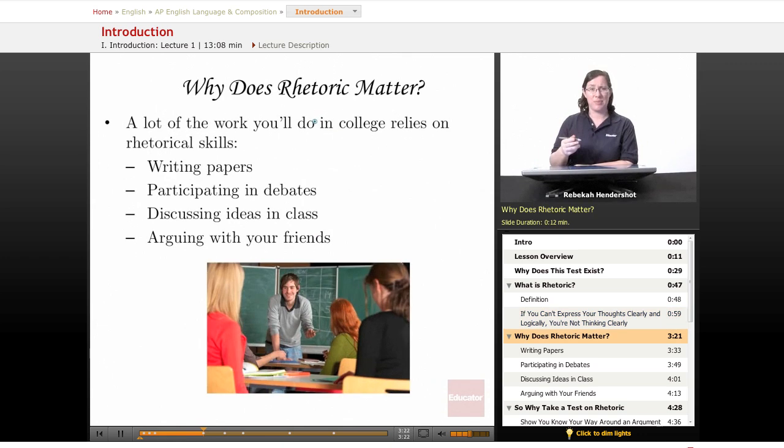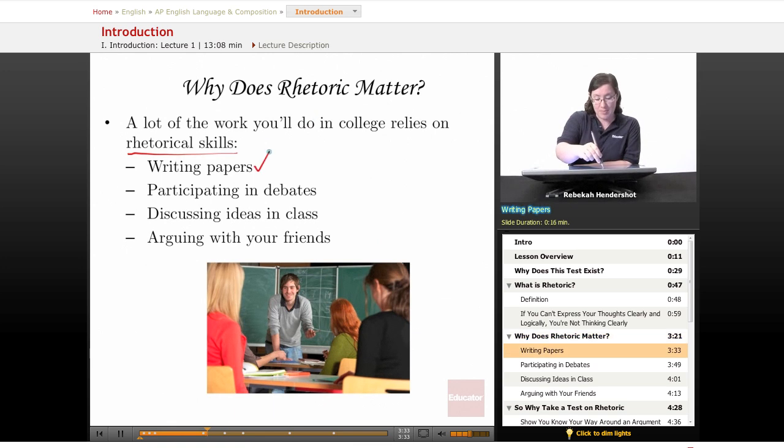So why does rhetoric matter? Why were these professors so upset when these students started showing up writing in stream of consciousness? Well, that's because a lot of the work you actually have to do in college relies on rhetorical skills. You will have to write papers. You'll have to do research, you'll have to put information together, you'll have to take a stand, you'll have to structure an argument. You will have to do this week after week, month after month, semester after semester. The stronger your rhetorical skills, the better your work will be, and the less it will make your professor's eyes bleed. You'll also have to participate in debates.